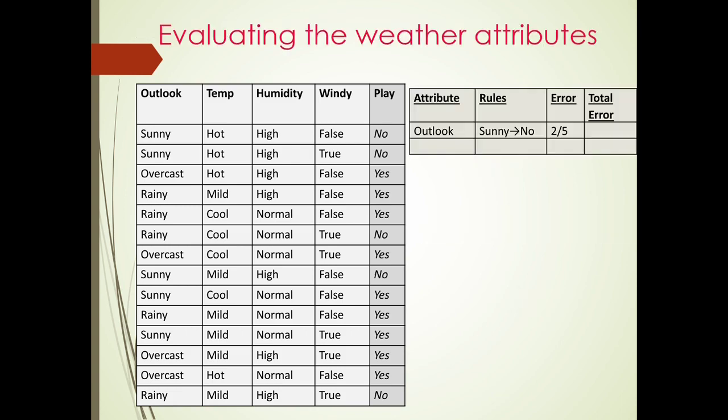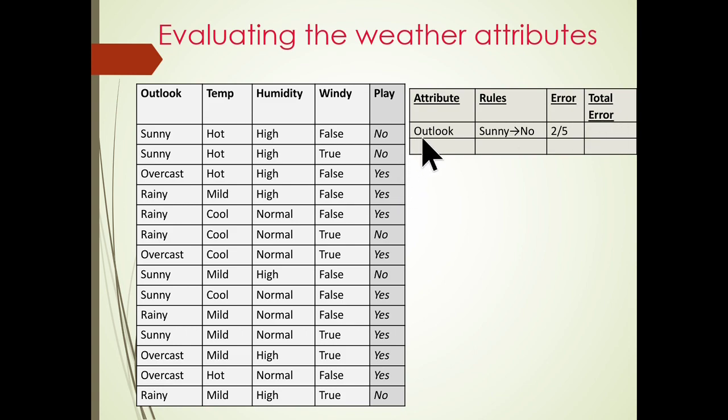So before taking any decision, we have to prepare a decision tree. For preparing a decision tree, we have to choose the root node. Again we have four possibilities: outlook, temp, humidity, windy. There are four choices, and which one we have to choose as a root node? For that purpose, we have to follow certain rules. On the right side we have a table with attribute, rules, error, total error.